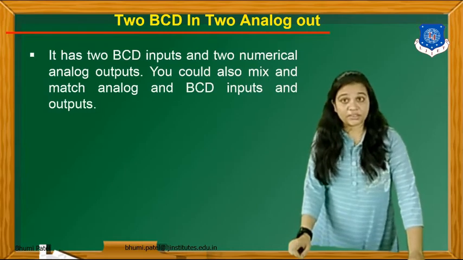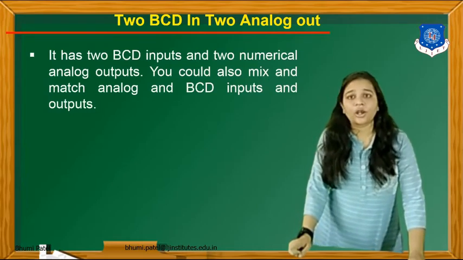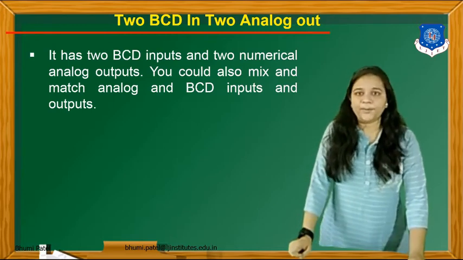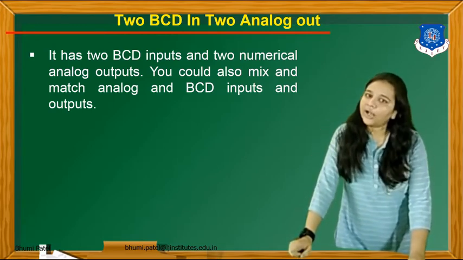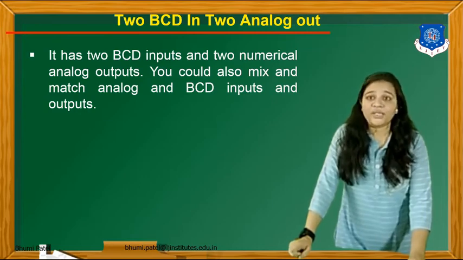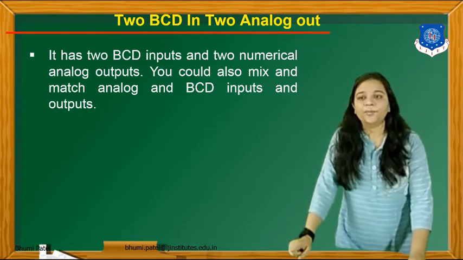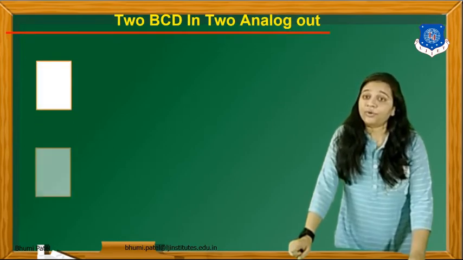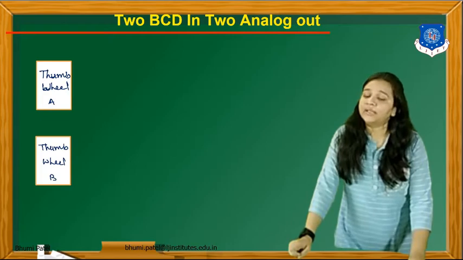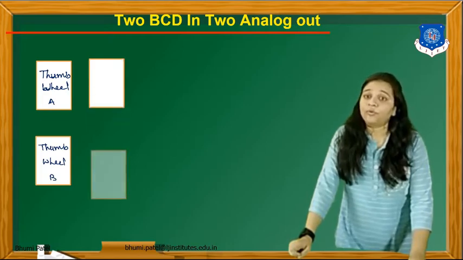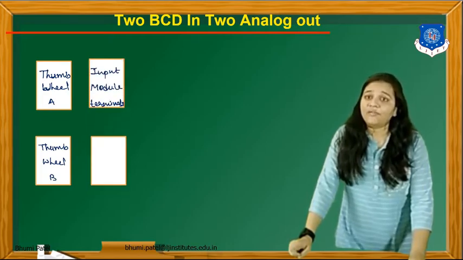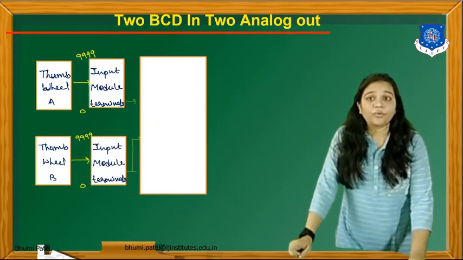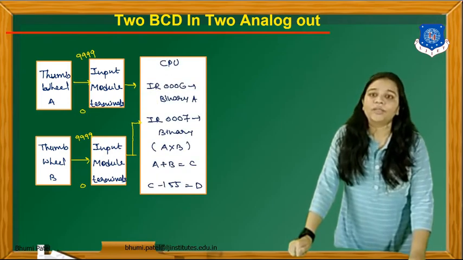And the last one is the 2 BCD input and 2 analog output. So it has 2 BCD inputs and 2 numerical analog outputs. So you could also mix and match analog and BCD input and the output. So it is very lengthy program. We have to take 2 BCD value, some will A and some will B. Then we have to convert this BCD value for this particular input module terminals. And then we have to convert this BCD value into the binary.